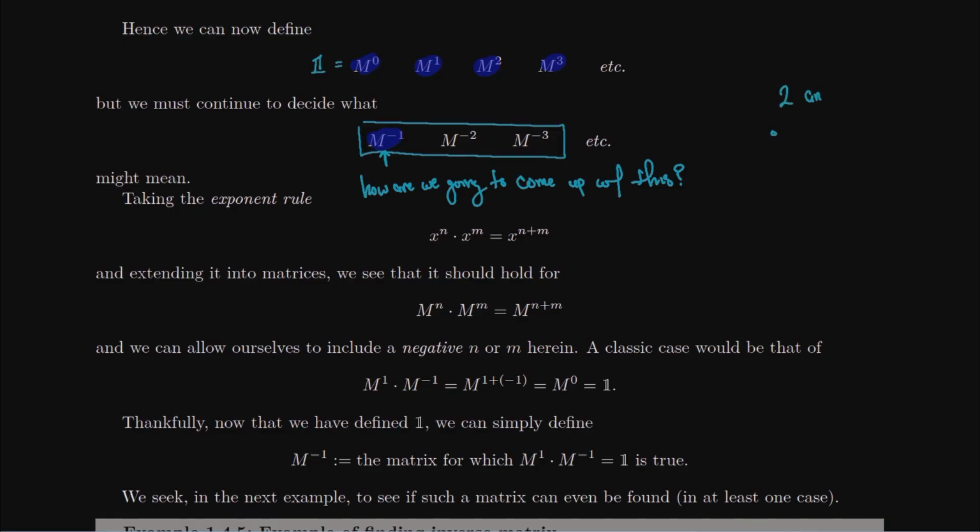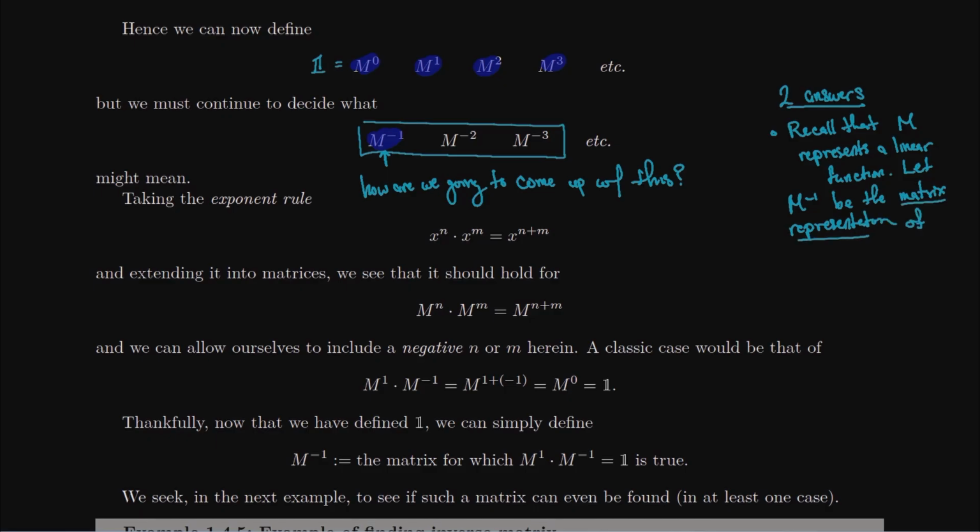The first is one that maybe I should have actually taken in this text, but the first answer is that, recall that m represents a linear function. You can let m inverse be the matrix representation of the inverse function. Okay, this is a perfectly true definition that we could work with, and it does happen to be equivalent to the definition we're going to choose instead. So you could just say, hey, we're going to find an inverse function, and then we're going to ask for the matrix representation of that.